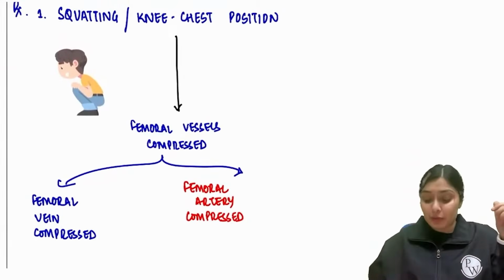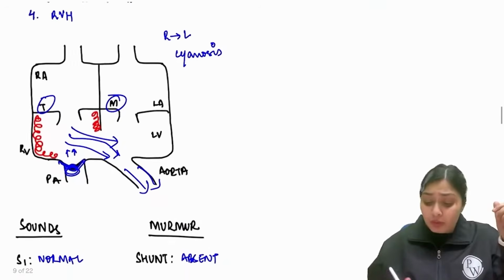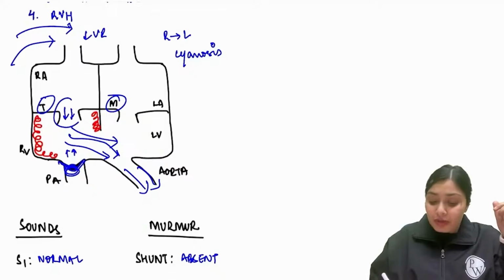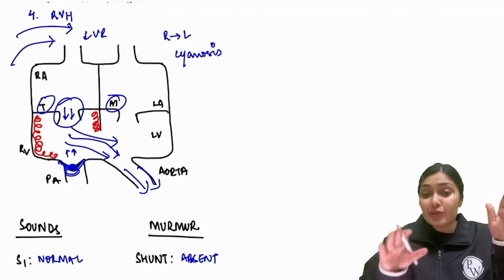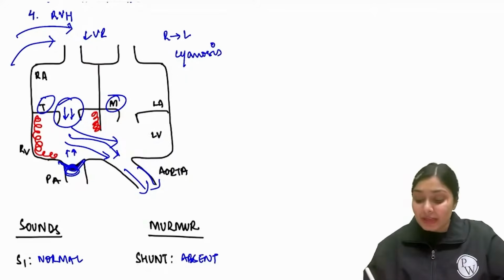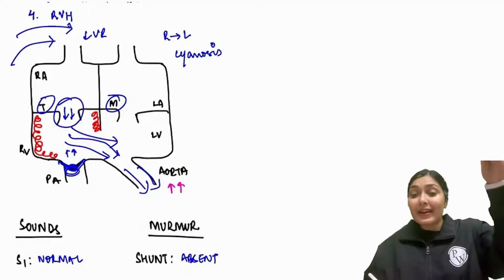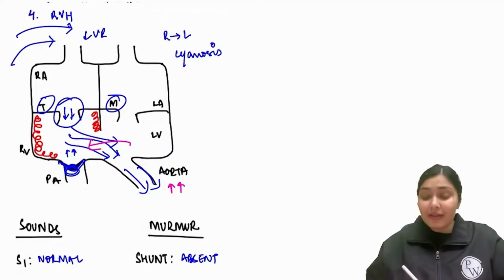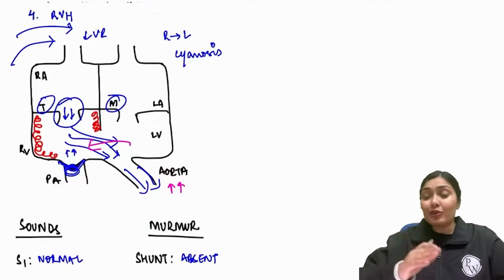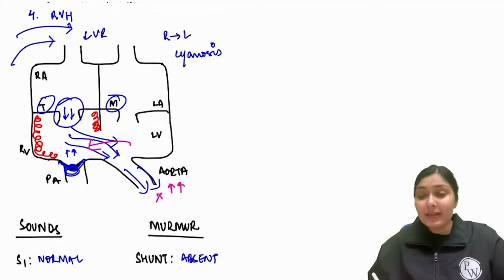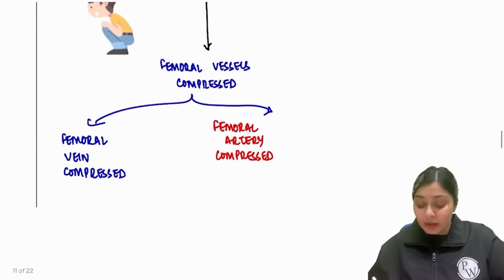Now let's see what will happen because of that. When the femoral veins get compressed, there will be less blood flow over here, less venous return. So less pressure over here, less flow over here. Right-sided pressures will be less. On the other hand, if the femoral artery gets compressed, there will be an increase in the systemic vascular resistance. So my right-sided pressures will drop and my left-sided pressures will increase. So the shunt would be reversed. Right to left would now be less, and there will be more left to right flow. So cyanosis will disappear. This is the mechanism by which squatting helps.